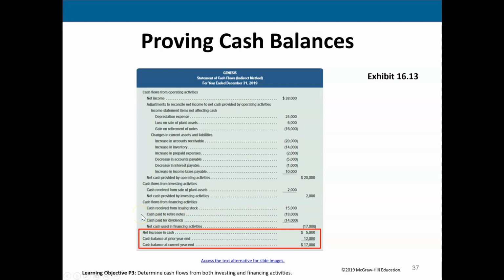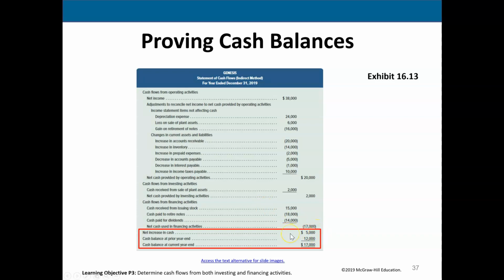They paid cash to retire notes, so they paid them. They paid the dividends. Those are both decreases, and then issuing stock was the only increase in financing. So that's a negative $17,000. $20,000 plus $2,000 is $22,000 minus $17,000 is $5,000.